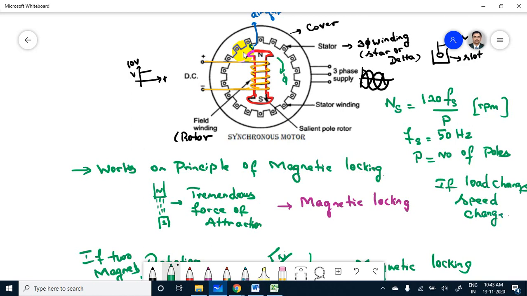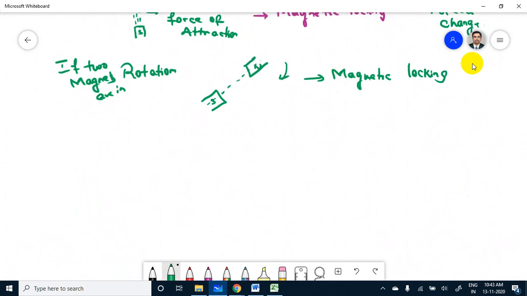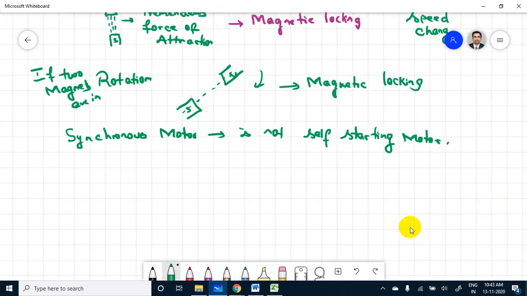And as well, the synchronous motor, like the alternator, is not a self-starting motor. Take down: synchronous motor is not a self-starting motor.